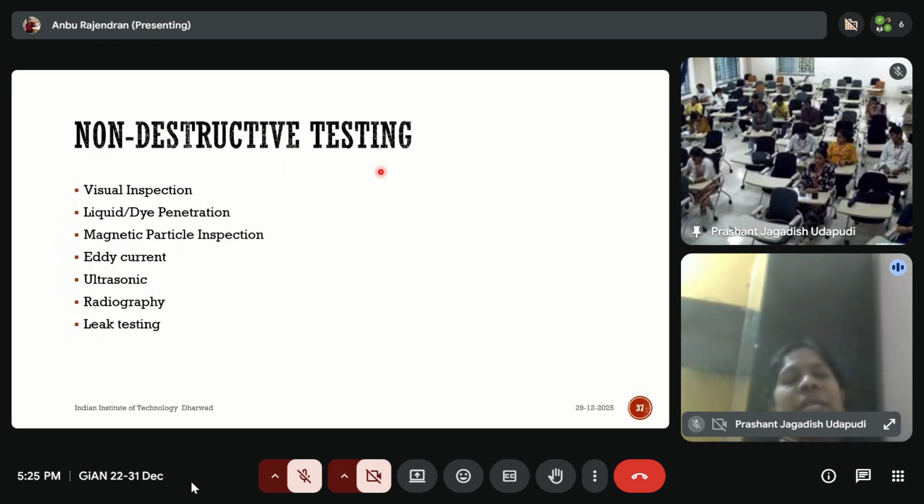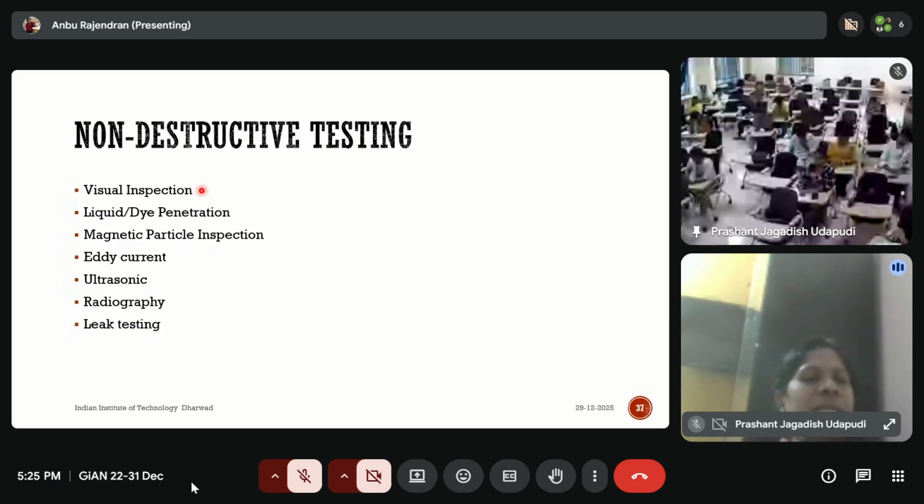Non-destructive testing generally shows whether any defects are present in the component. You need not destroy the sample. As a complete component, you can take it for the analysis. You can load the sample, or the machines will be portable. On the spot you can take the machine to the area where you want to do the analysis, focus on that, and get the information.